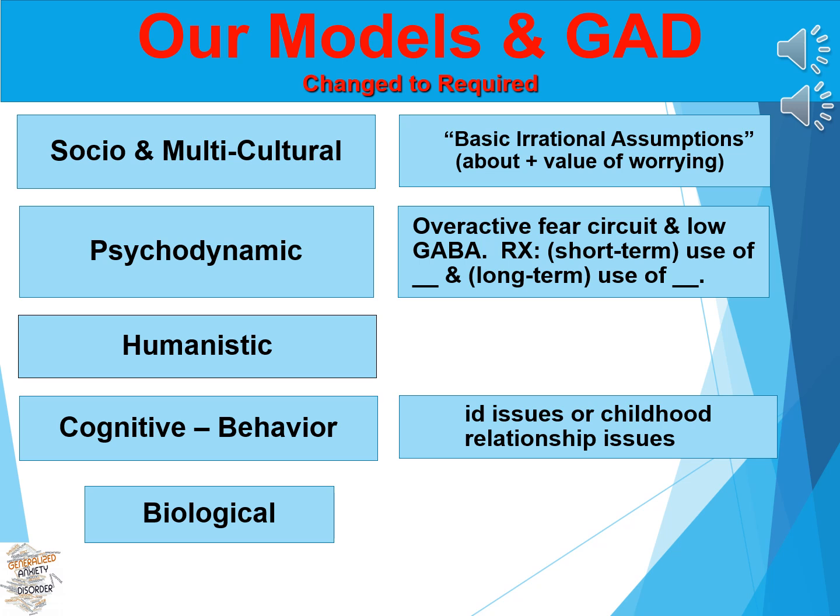Biological, overactive fear circuit, and low GABA. Remember, the GABA is the inhibitory neurotransmitter. So short-term use of one particular family of drugs or long-term use of another family, take a moment and see if you might want to guess. So short-term use of the anti-anxiety drugs such as Valium, Librium, or the old barbiturates, hopefully not, or long-term use of the antidepressants.